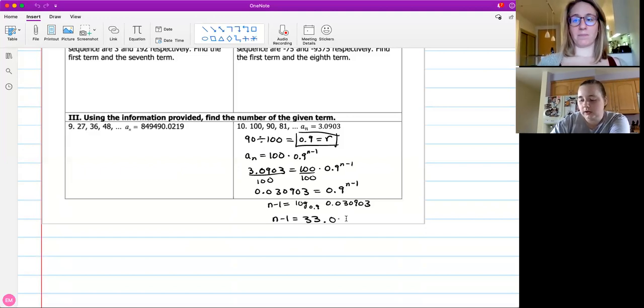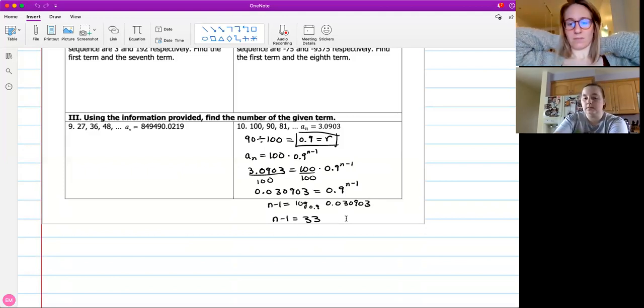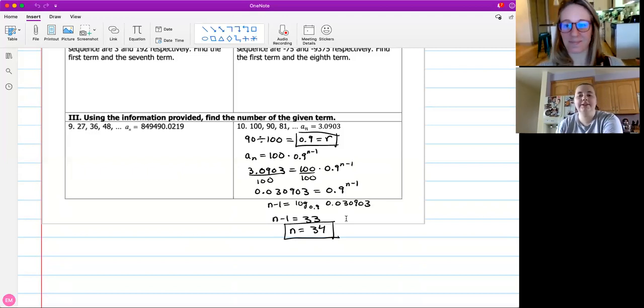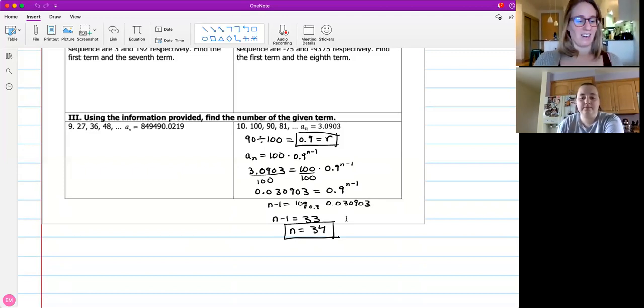Yes. And for sake of writing, I'm going to round to 33 just to make this nice. And so then from there, we're just solving for n. So n is going to equal 34, because you're adding 1. Cool. All right, good stuff.